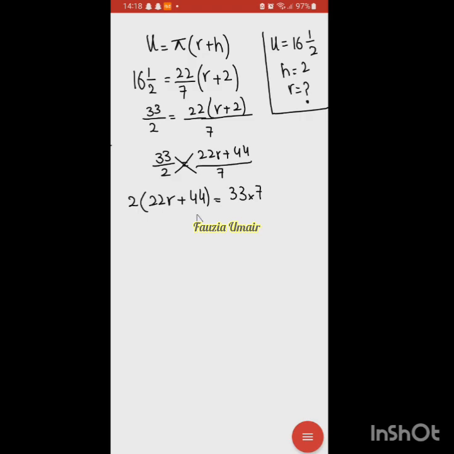Now if you open this bracket, what will this be? 2 into 22 is 44. 44r plus 88 is equal to, what is 33 multiplied by 7? Let's quickly do it. 33 into 7 is 231. Right? So now what will we do?